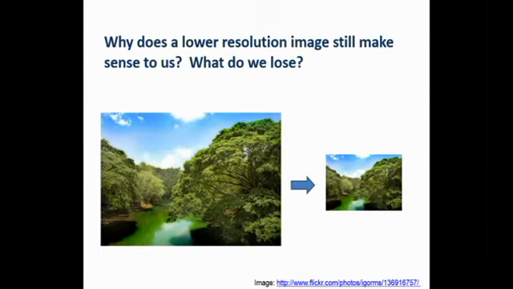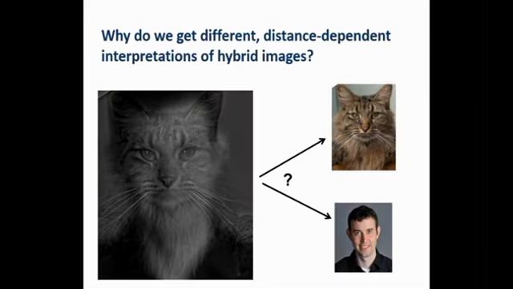All right, so I sort of answered this prematurely, but what do we lose? I mean, why does it work? It makes sense to us still because we're preserving the low frequencies. We lose the very highest frequencies, but there's not a lot of power in those frequencies anyway. So the next question, and I think this is the last one, is why do we get different distance-dependent interpretations of hybrid images? It should be that if you're close to this image, you see more of the cat. And if you're really far away, in this case, when it's really big, you might even need to be beyond the back row, you would see my face.